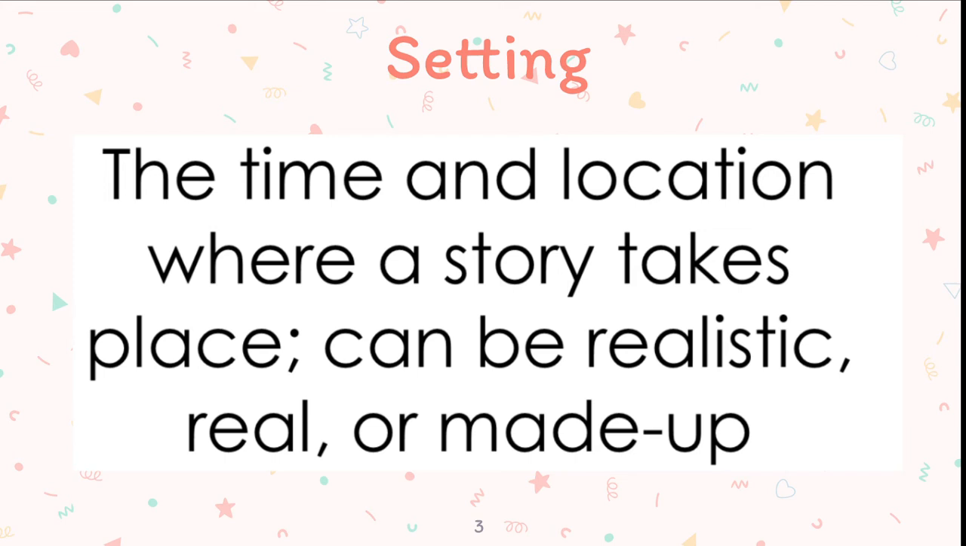Real means it's actual real life, like Clovis, California is a real place. But if you've ever seen The Princess Diaries, Genovia, which is a country, isn't real, but it's a realistic place. So it's similar to something that actually exists. And then made up would be like Arendelle from Frozen. So the setting, again, is where a story takes place.